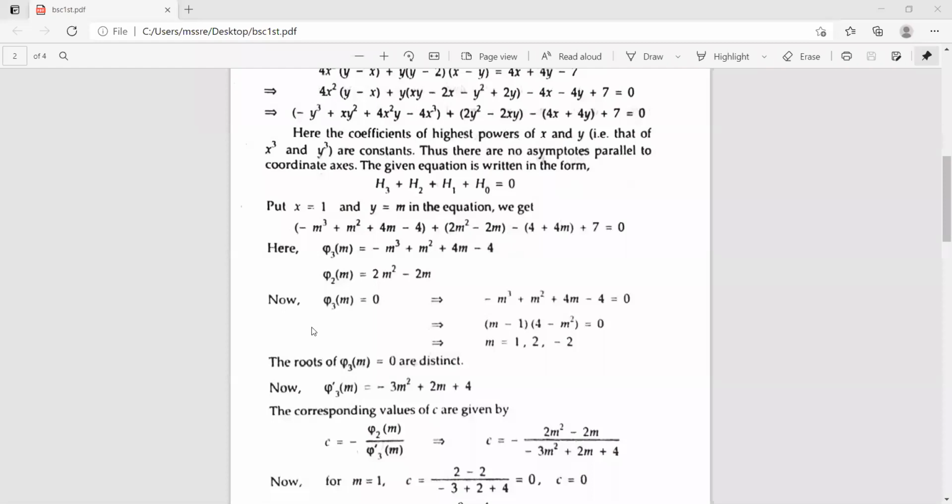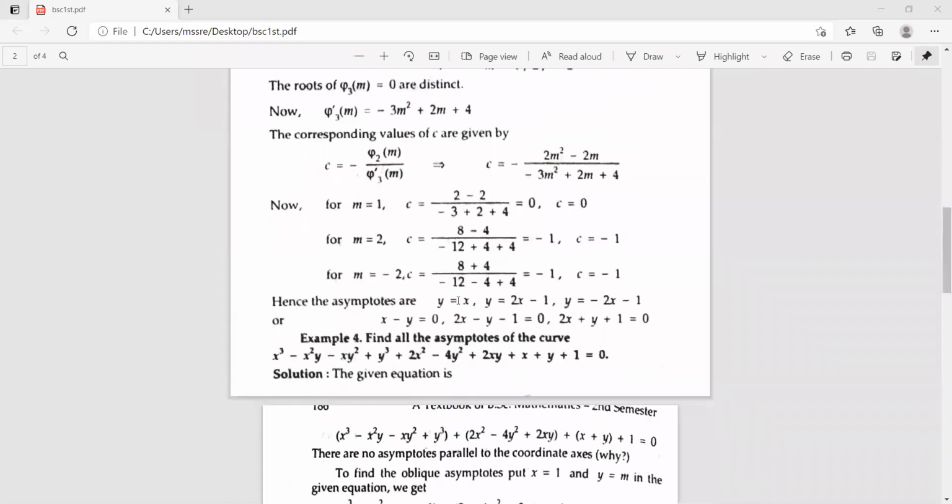Next, give the values for m equals 1, 2, and minus 2, so that you will get the 3 values for c. So the first one is, if you put m equals 1, c value is 2 minus 2, because m equals 1 substitute madidre, minus 3 plus 2 plus 4. Therefore, you will get 0. c value is 0. Corresponding to the slope m equals 1, you have got the intercept c equals 0, because asymptote bekadre y equals mx plus c, m beku, c nu beku. m ಗೆ 1 ಆದಾಗ c is 0 ಆಯ್ತು. Similarly, for m equals 2 substitute ಮಾಡಿದ್ರೆ, c is given by 8 minus 4 minus 12 plus 4 plus 4. You will get minus 1. So c value is minus 1.